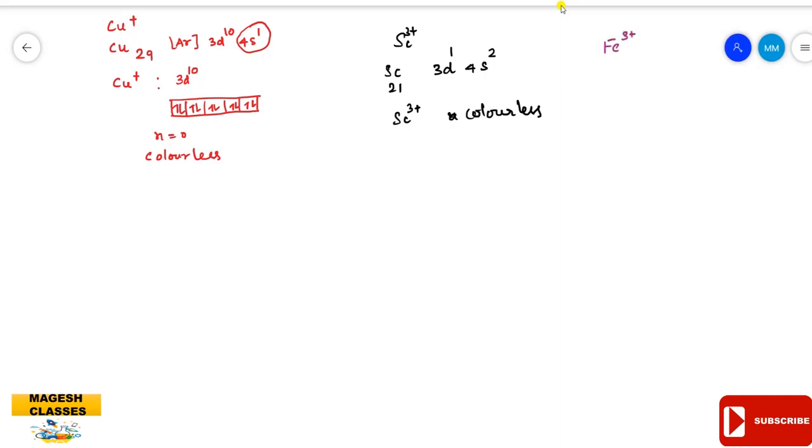Next one, Fe3+. Iron has atomic number 26, and its outer configuration is 3d6 4s2. Fe3+ is formed by losing 2 electrons from 4s2 and 1 electron from the 3d. So this gives 3d5 for Fe3+. In the d orbital, it has 5 unpaired electrons. So it is colored.